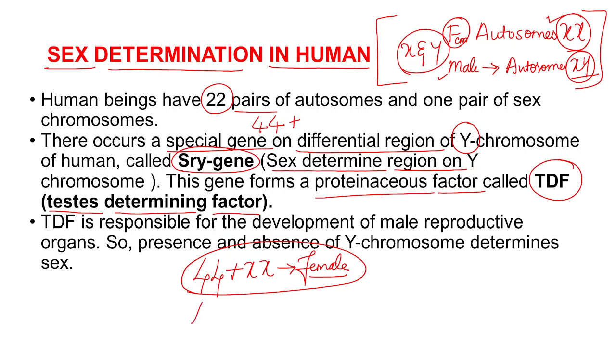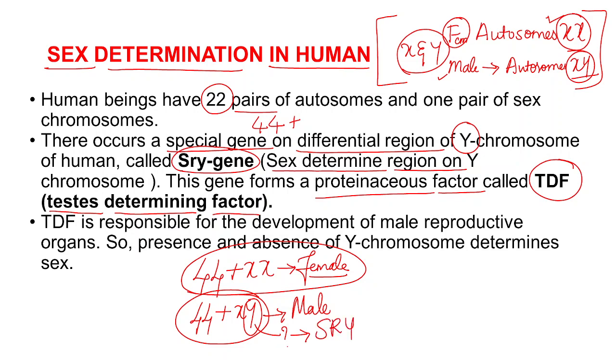But in case if along with the 44 chromosomes, okay, autosomes, if X and Y is present as the sex chromosome, then what will happen? It will develop into male individual. Why? Because presence of Y chromosome is there. And what does the Y chromosome contain? Y chromosome contains Sry gene. Okay. What can this Sry gene produce? It will produce TDF, testis determining factor. Yes or no?